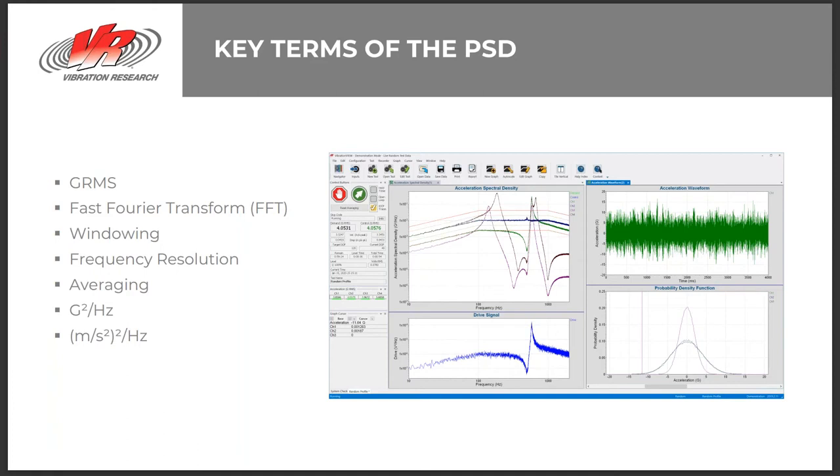Averaging refers to a method of combining a series of FFTs to generate a PSD. And G squared per hertz and meters per second squared per hertz are the units for an acceleration spectral density plot, where X axis is frequency and Y is G squared per hertz. So a few quick definitions there before we move on.